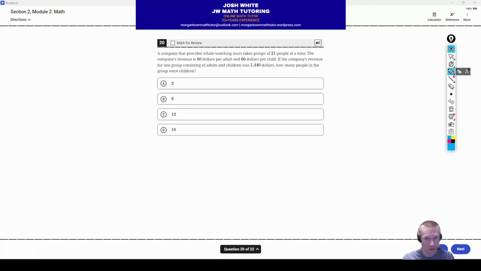Number 20, we have basically a word problem. So this is essentially a system of linear equations you're going to set up and solve. You have two groups of people, children and adults. Let's say adults are x, children are y, and in total you'd have 21 at a time. That's what it tells us initially.